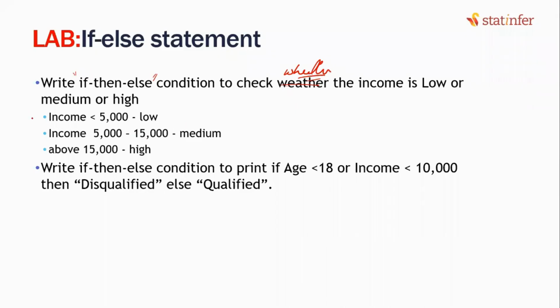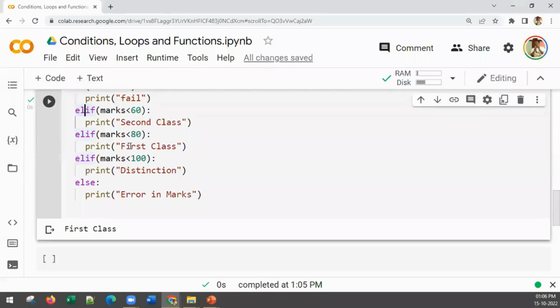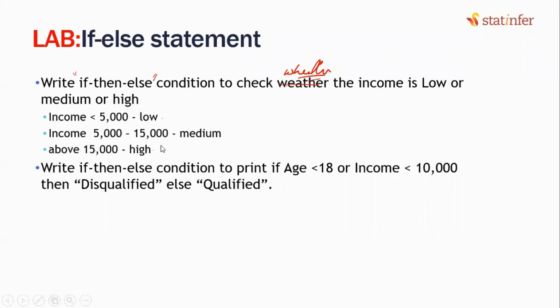Income less than 5,000 is low income. Income 5,000 to 15,000 is medium income. Income above 15,000 is high income. Write the code in the similar format that we discussed. Test it with 3 or 4 different types of incomes. Then you must be able to check whether you have written it correctly or not.